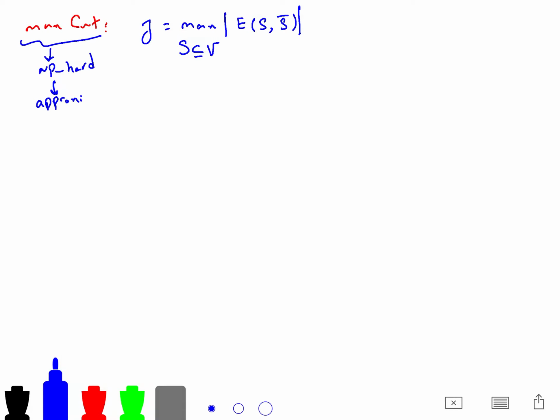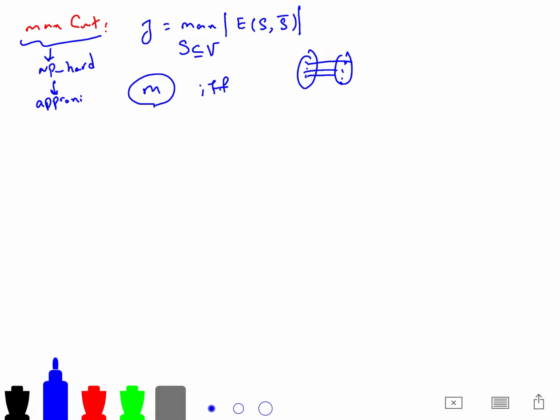So this is another approximation algorithm. The max cut is m if and only if G is bipartite. So this is the biggest cut. If it is bipartite, the max cut is m. And so we want to see how close the graph is to being bipartite.